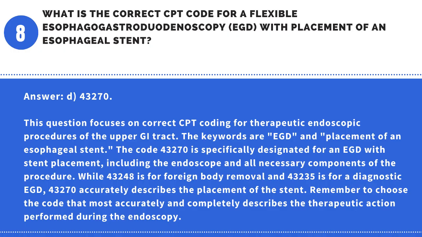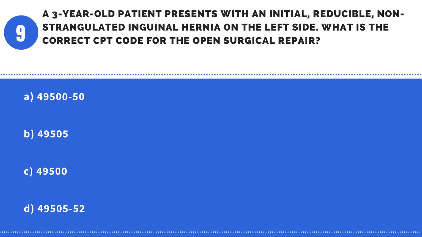Question 9. A 3-year-old patient presents with an initial, reducible, non-strangulated inguinal hernia on the left side. What is the correct CPT code for the open surgical repair?